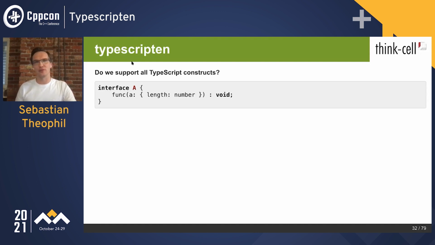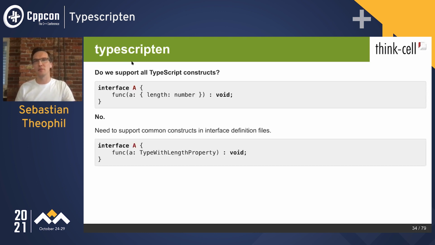Luckily, we don't have to do that. We need to support the common TypeScript constructs that we actually find in interface definition files, and then create useful, meaningful C++ from them. So in that example, most programmers would not write it like that in an interface definition file. They would maybe have simply written it like that. And that's something that we can easily translate to C++ because now that type just has a name, and we might derive from it in TypeScript or something like that.